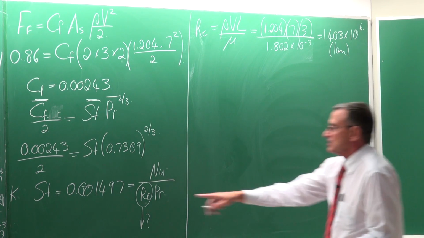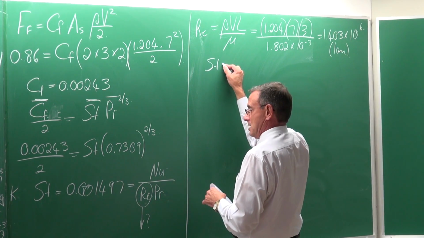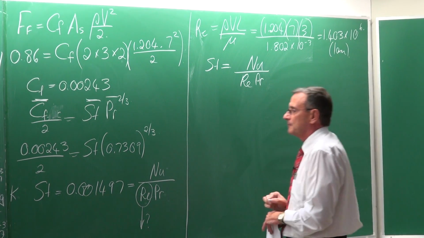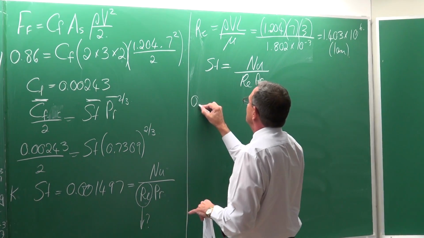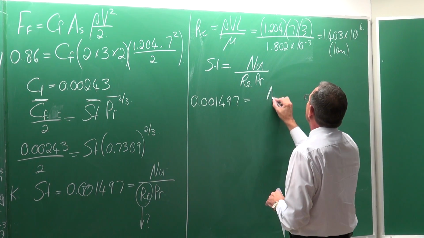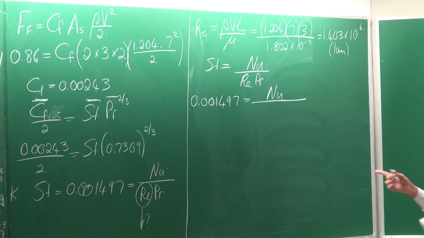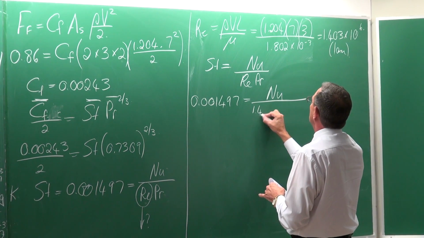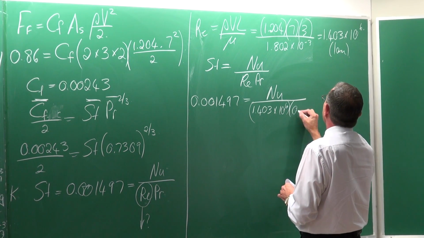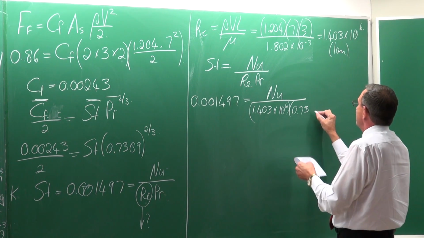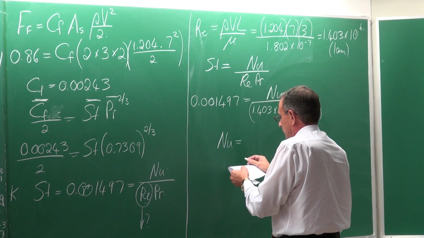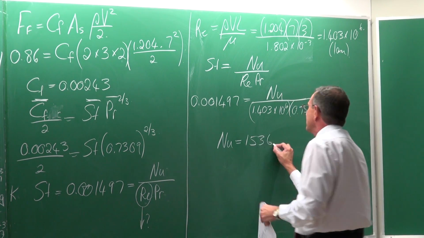Coming back to this equation now, we can write that the Stanton number is equal to the Nusselt number divided by the Reynolds number, Prandtl number. The Stanton number we have determined as 0.001497 is equal to the Nusselt number, that is what we want to determine, divided by the Reynolds number, which is equal to 1.403 multiplied by 10 to the 6, divided by the Prandtl number 0.7309, and the result is that the Nusselt number is equal to 1,536.